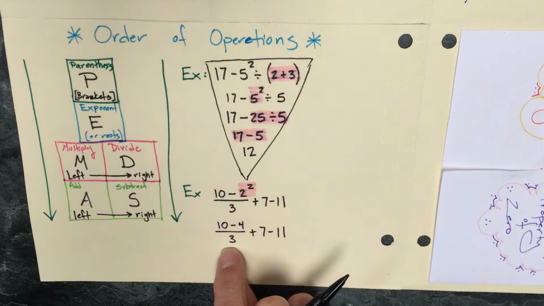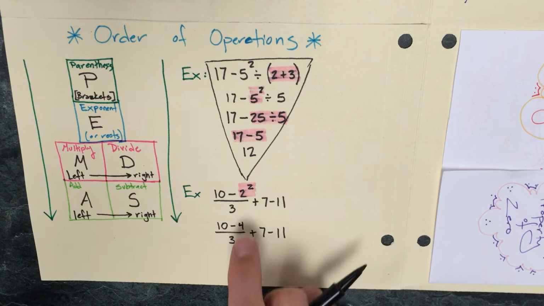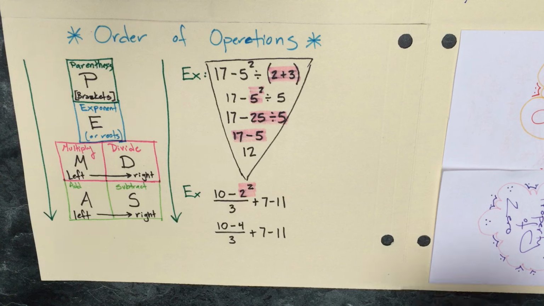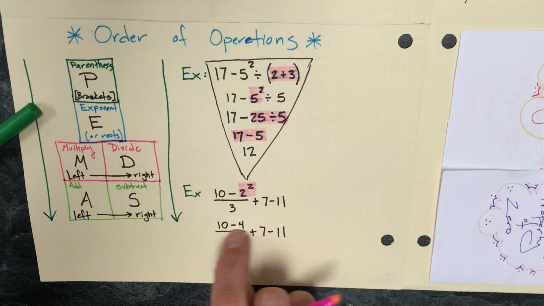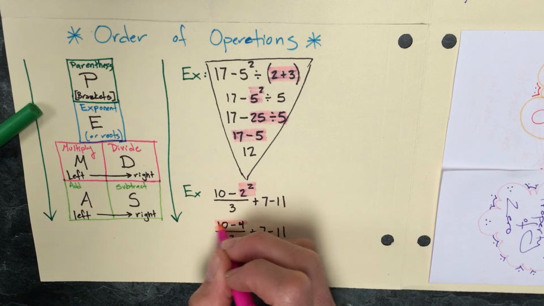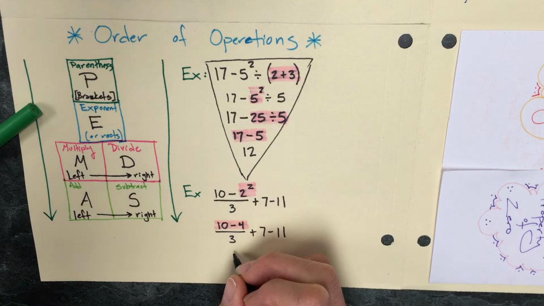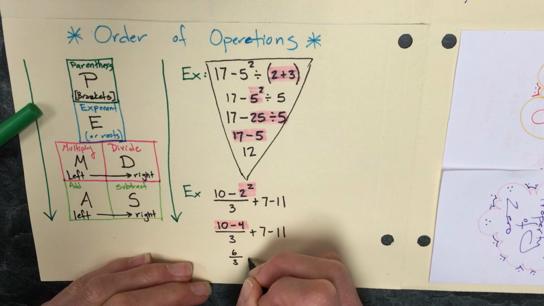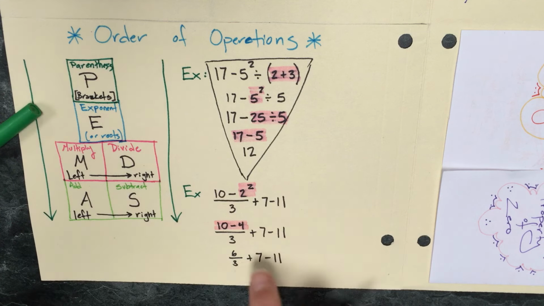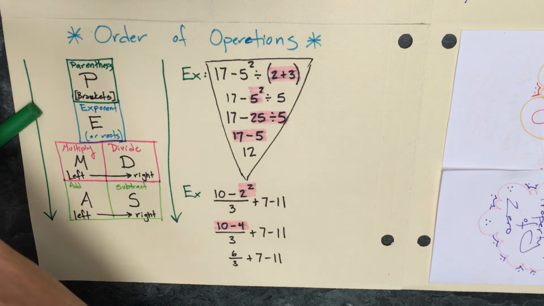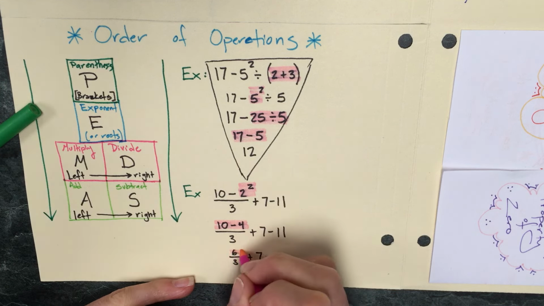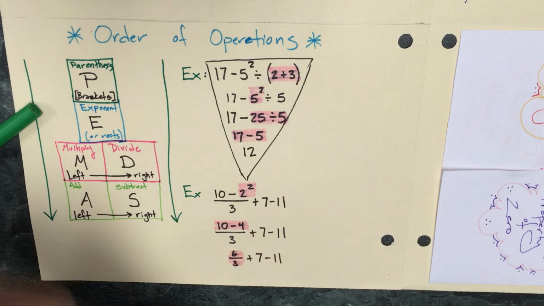I'm going to need to divide by this 3. But before I can do that, I have to do 10 minus 4 so I know what I'm going to be dividing by. So next, so that I can get to the multiplication division part, I actually have to get a number for 10 minus 4 so I can divide 3 by it. So 10 minus 4 is 6. And now you can see that I can do that division. It's pretty simple. 3 goes into 6 twice.